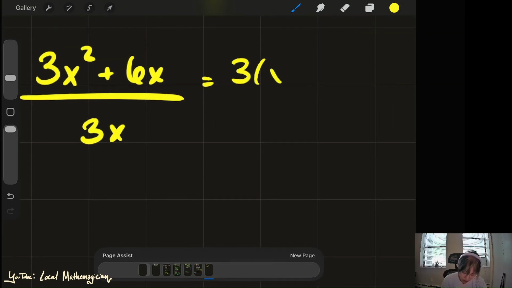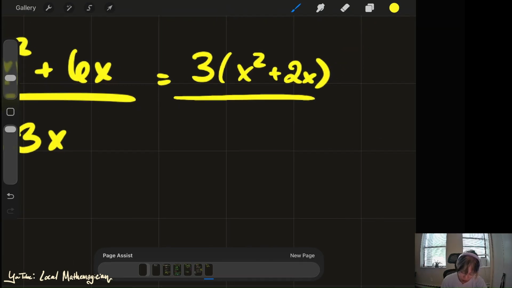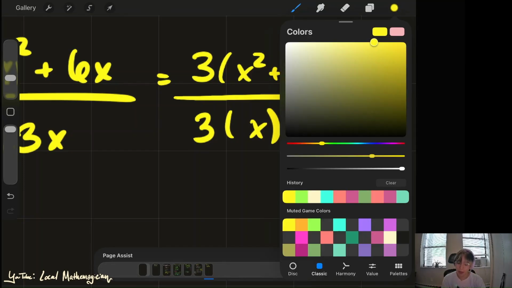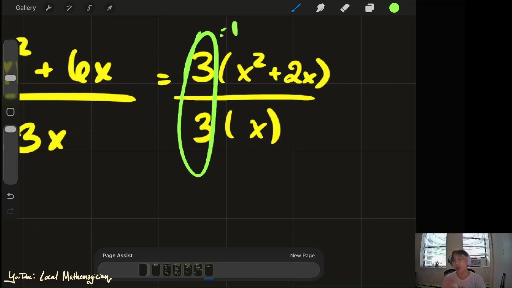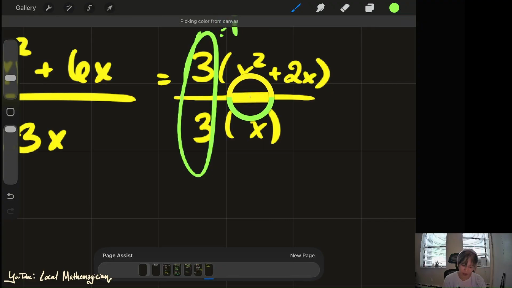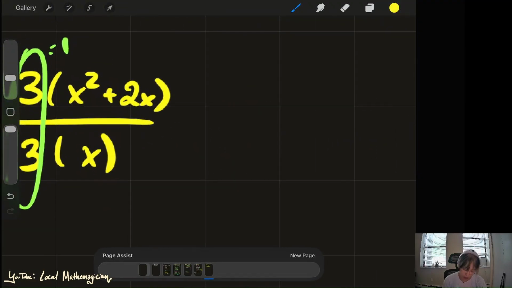And this gives us x squared plus 2x all over 3 times x. Okay. And like we talked about the other day, 3 divided by 3 is equal to 1. Don't ever tell me it cancels out to 0, okay? We're civilized. Well, if you do that, you end up with x squared plus 2x all over x.